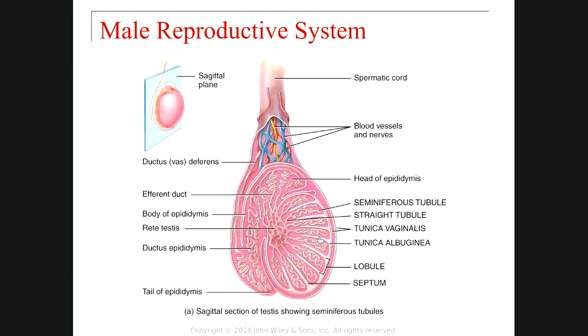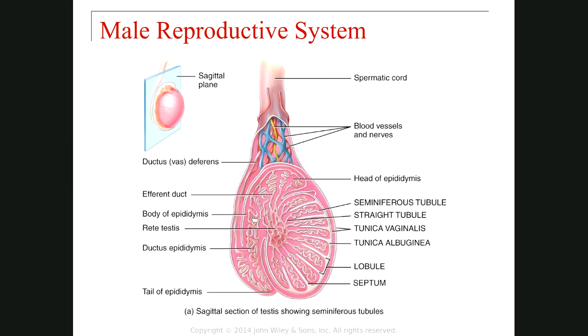In each testis lobule, you have 1 to 4 very coiled tubes, which we call seminiferous tubules. The seminiferous tubules are very important for making sperm. Spermatogenesis should take place in these seminiferous tubules. First, I want to talk about this tubule and what happens in this tubule, and after that, I will talk about the duct system after these seminiferous tubules.